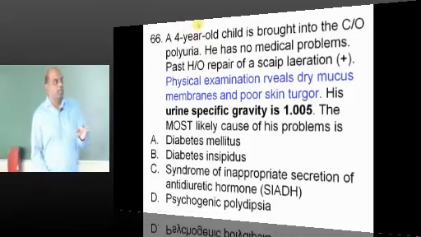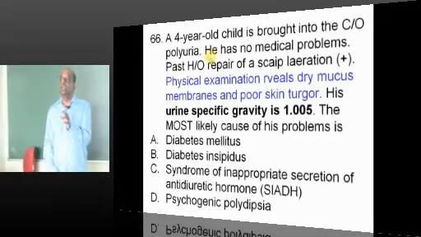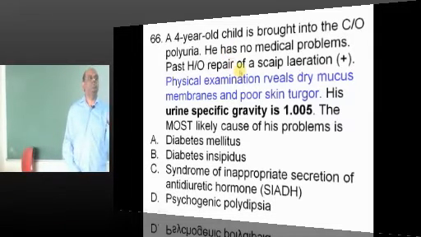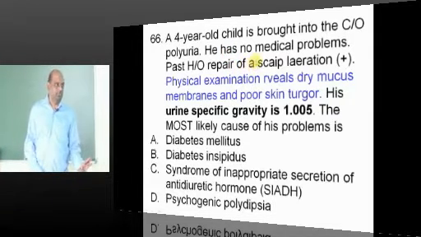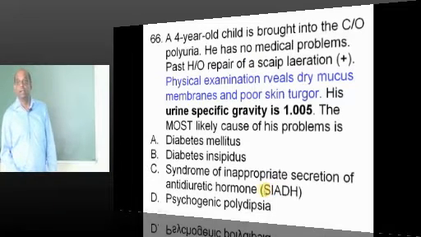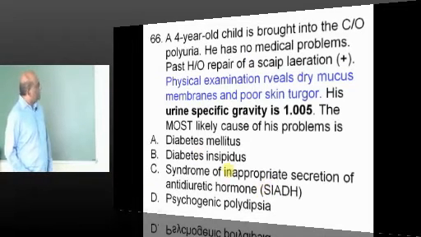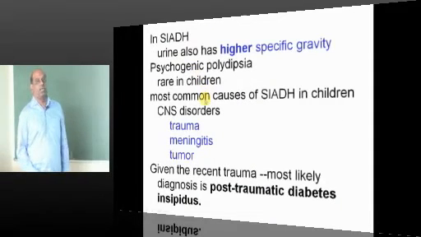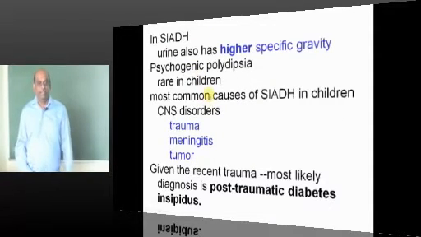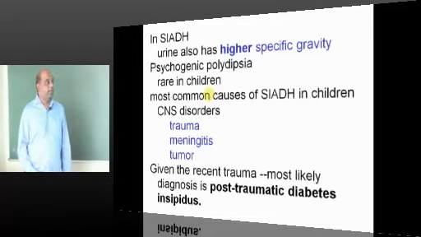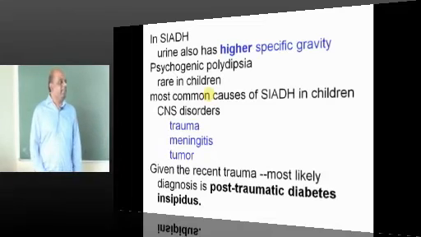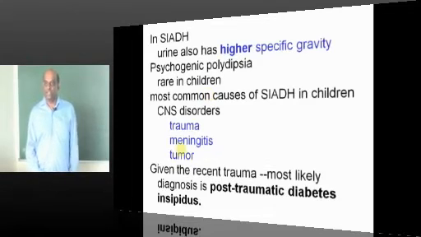SIADH, then diabetes insipidus, two types, psychogenic polydipsia. All laboratory findings, 200% you should be sure. Common question. What is your answer? B, diabetes insipidus. Excellent. Basically, if you take SIADH, urinary specific gravity will be high because excessively produced ADH will lead to antidiuresis. No water going into urine, specific gravity increases. Got it?